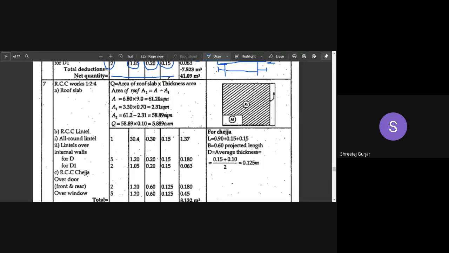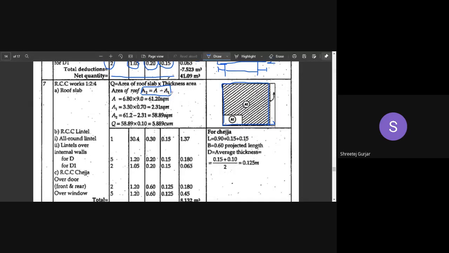Okay, so we need to calculate the total area. Considering this total area as capital A, and the hatched area is A2, and this open area is A1. So capital A will be equal to A1 plus A2. And your A2 will be equal to the total area A minus this opening. So that is what we have written here: A2 will be equal to total area A minus A1.